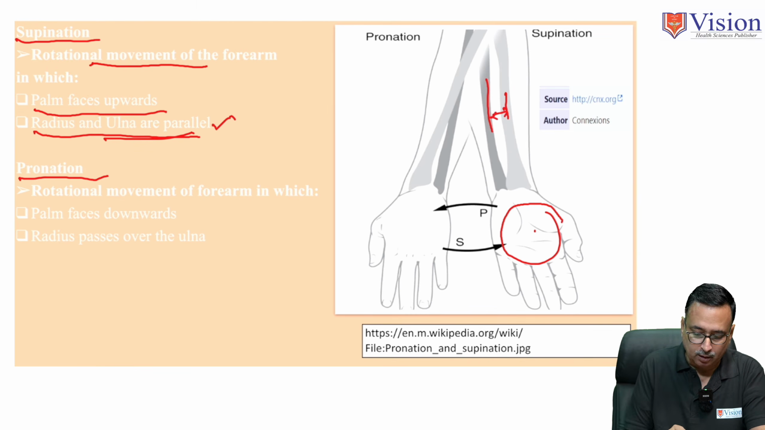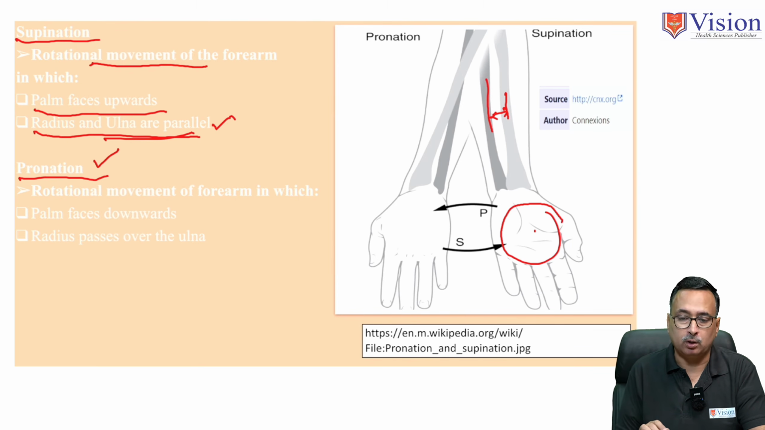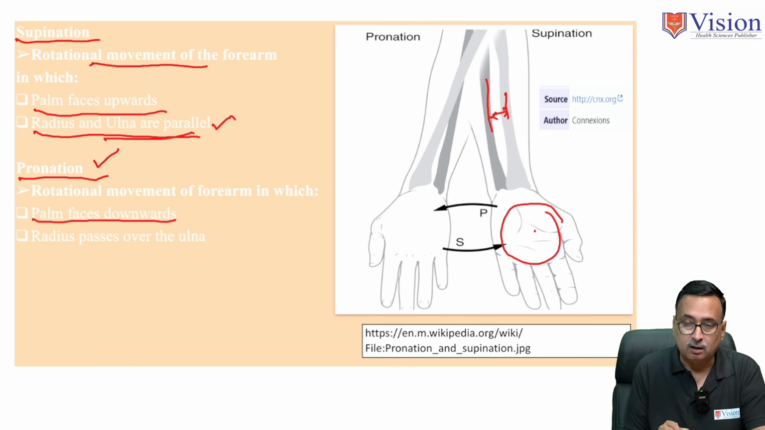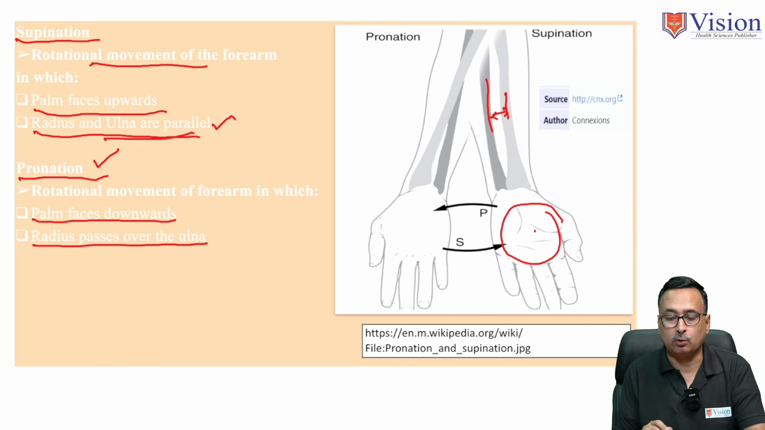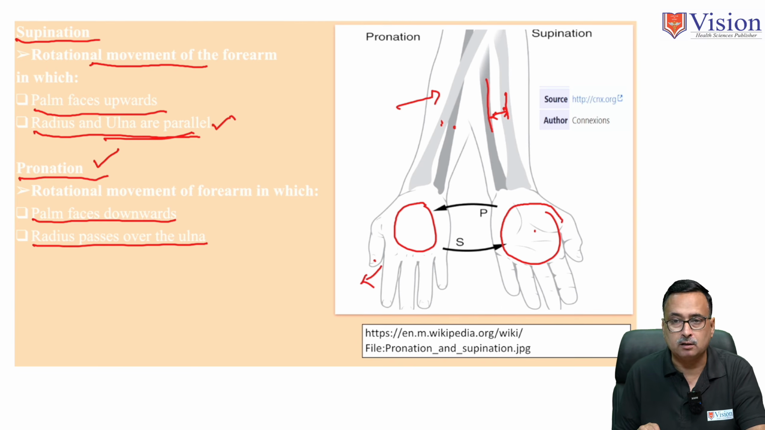In pronation, the movement brings about two effects. One, the palm faces downward and the radius crosses over the ulna. Let's see this diagram. It shows pronation. There is a crossing of radius and ulna, plus this is the back surface of the hand. It faces upward and the palmar surface faces downwards.